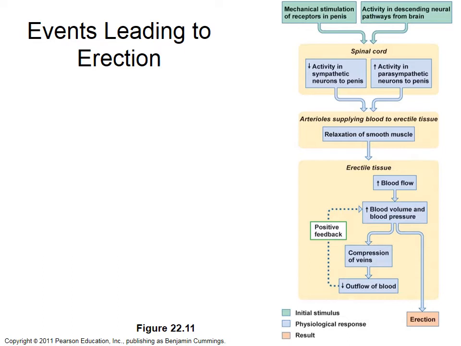That erection also causes compression of the veins, so less blood can leave. Okay, so that decreases the outflow, which actually causes positive feedback, leading to erection. Okay, so the parasympathetic nervous system plays a major role in erection.